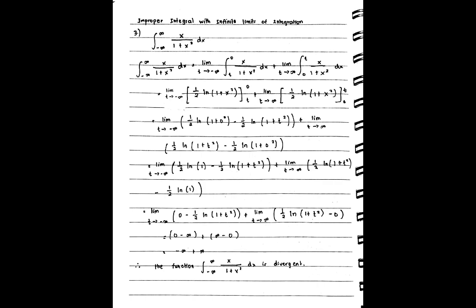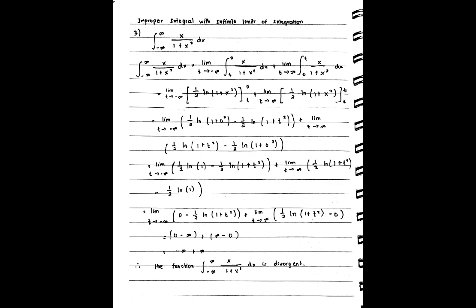So now let's evaluate it. The limit as t approaches negative infinity of 1/2 ln of 1 plus 0 squared, which is 1, minus 1/2 ln(1 plus t squared), plus for the other function the limit as t approaches infinity of 1/2 ln(1 plus t squared) minus 1/2 ln 1. So now let's evaluate it further. 1/2 ln 1 is 0.